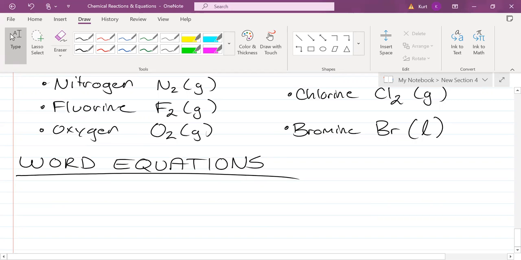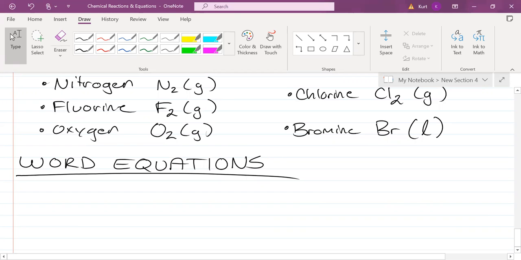Yes, Nicole? No. Not unless it specifically says ion. If it just says nitrogen, you must know, oh, that's N2, not just N. If you see the word chlorine, you have to know it's Cl2, not just Cl.